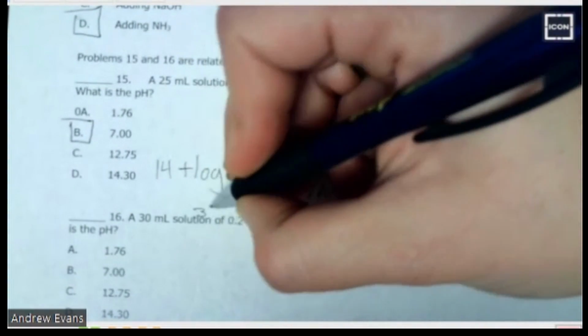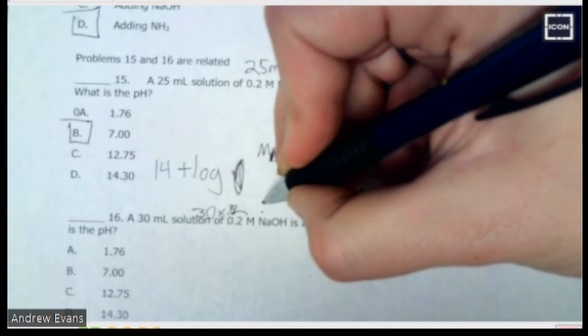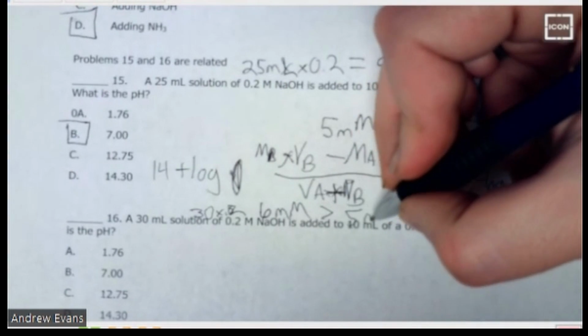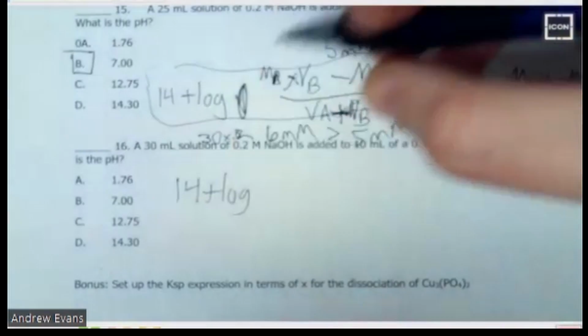Well, same situation. 30 times 0.2, that's 6 millimoles. 6 millimoles is greater than 5 millimoles. So I'm going to use this equation for the last one. This was also a typo problem. I am sorry. However, you could still get close.